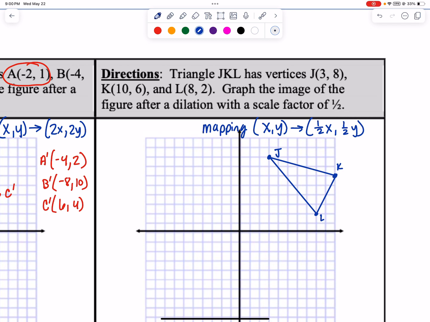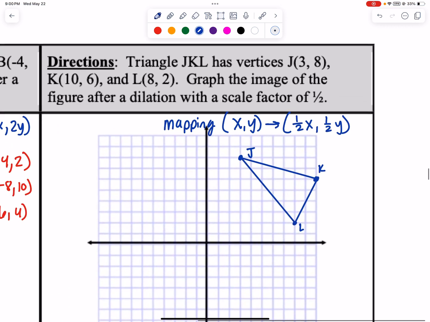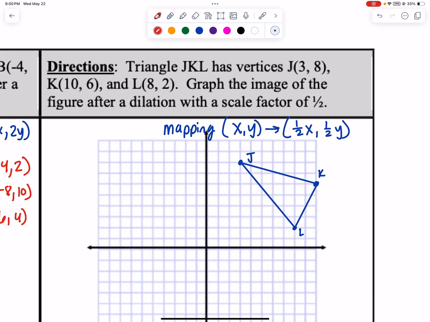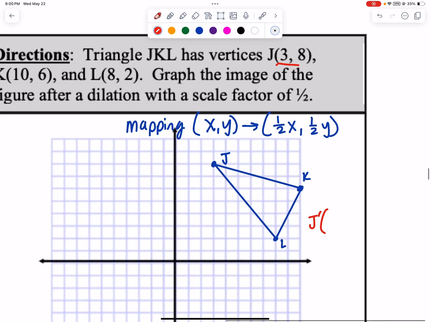We're going to graph the image after a dilation of 1/2. I'm going to switch to red now. We have J prime. It was 3, 8. So this is going to be a little bit different. Half of 3 is 1.5, and that's okay, we're following the rule. Half of 8 is 4.